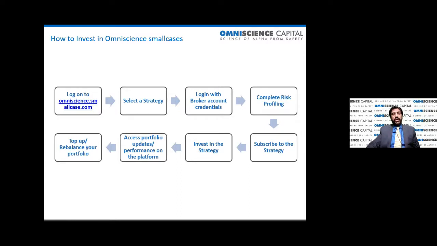Once you go to omniscience.smallcase.com and you select the appropriate strategy, log in with the broker credentials. So you don't have to create any new login ID, etc. Although the small case platform will ask you for your name, telephone number and email ID, you don't have to create a login per se. And then you use your broker login.